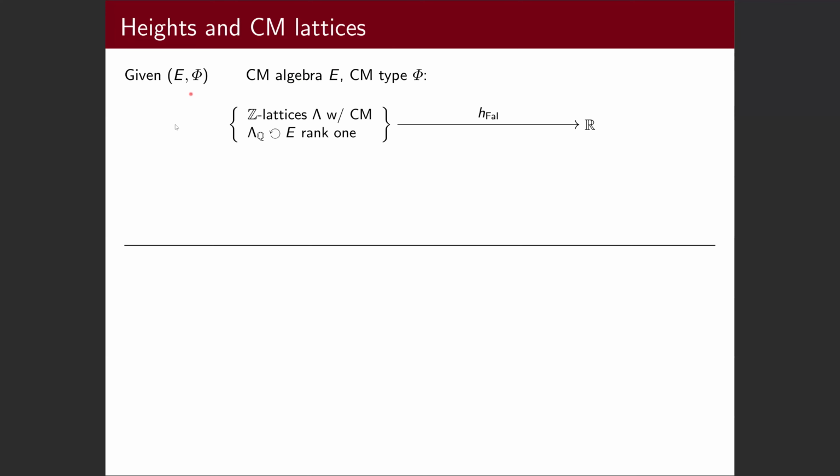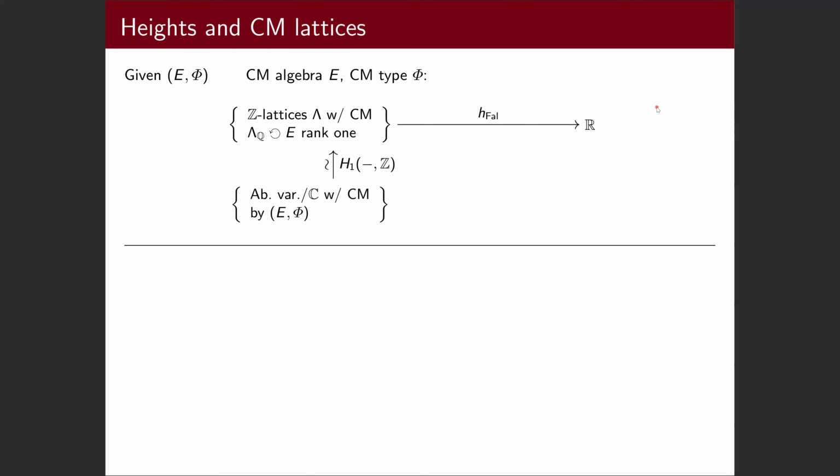Okay, now given this data, you can define a function, the Faltings height function, on this space of lattices. So I'll consider the set of Z-lattices, lambda, with complex multiplication. What I mean by this is that if I take the Z-lattice lambda and I tensor up to the complex numbers, then I equip it with an action of the CM algebra, which makes it free of rank 1. This is very much analogous to the case of, say, CM elliptic curves, where if I look at its H1 over Q, then it's supposed to be free of rank 1 over the quadratic field.